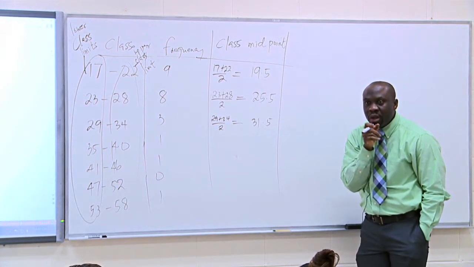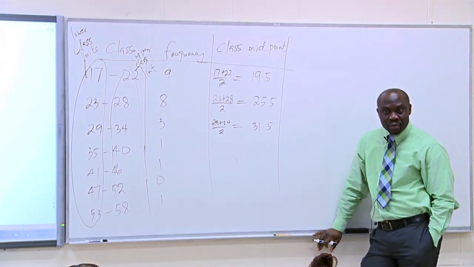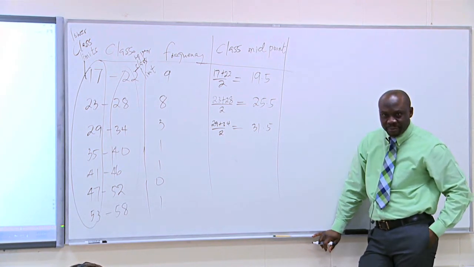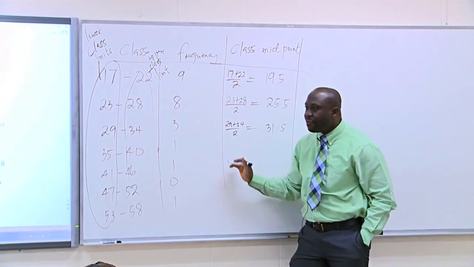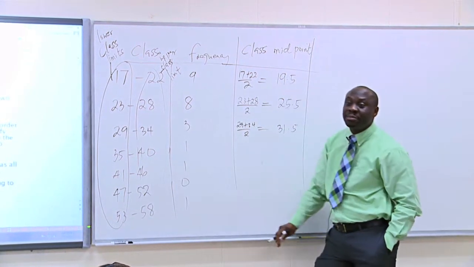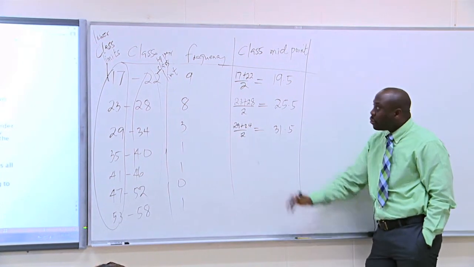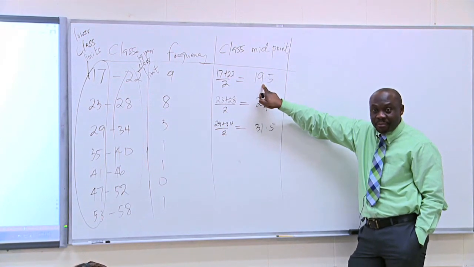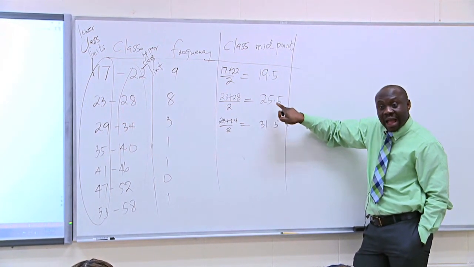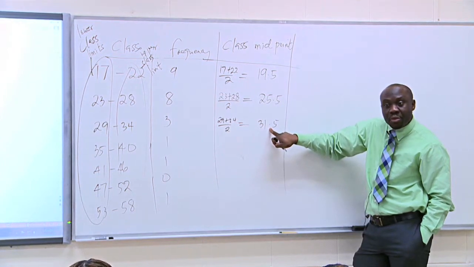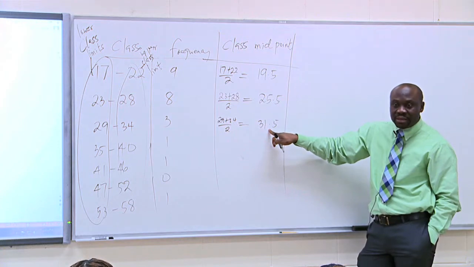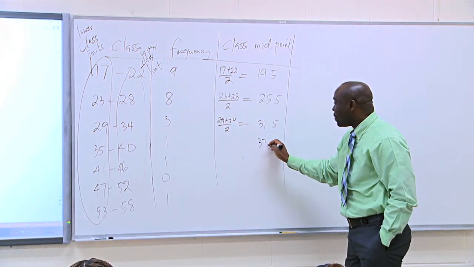Divide by 2. Do you remember the class width for this table? 6. Now look at what is going on here. Instead of moving back and forth, adding these two numbers and dividing by 2, you can use the class width. How? Look at it. We started with 19, right? Add 6. 25.5. Add the 6. 31.5. So instead of moving back and forth, you can add a 6 to this, which makes it 37.5.